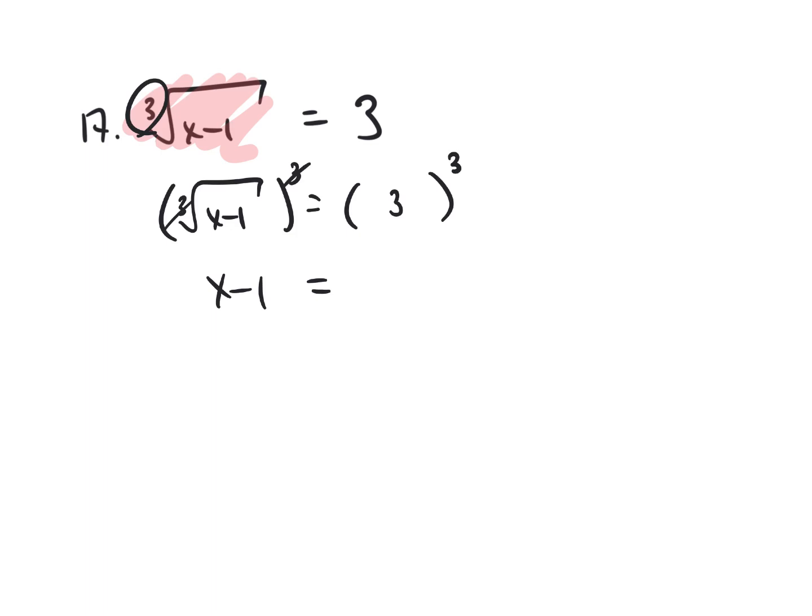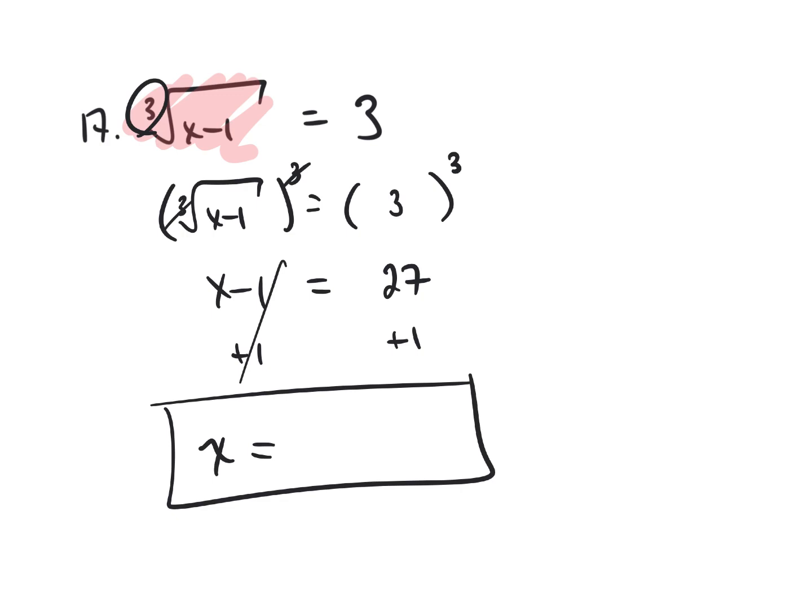And on the right-hand side is a calculator problem. 3 times 3 times 3 is 27. Right, to solve what's left, move this minus 1 to the other side by adding, so that now we have x all by itself, and x is equal to 27 plus 1, which is 28. Okay?